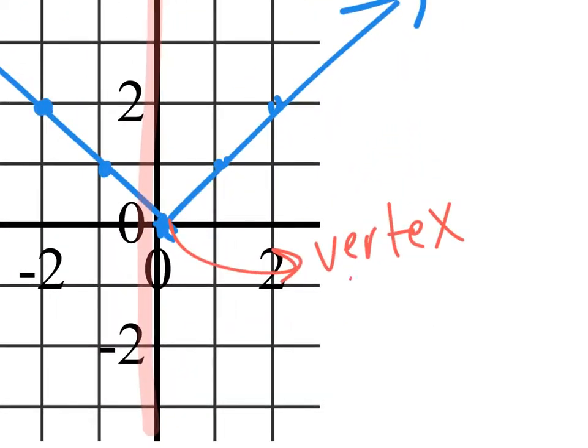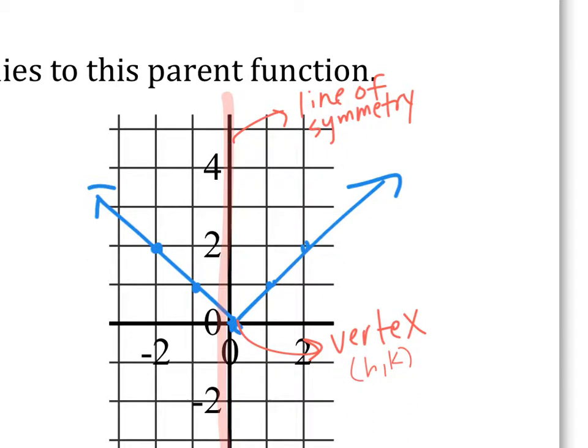Okay, the vertex is (h, k) here. All right, now let's talk about the line of symmetry. The line of symmetry is this vertical line that cuts across this absolute value graph. Is it going to be an x equals equation or a y equals equation? X equals, yes, very good. Now the question is, x equals what?